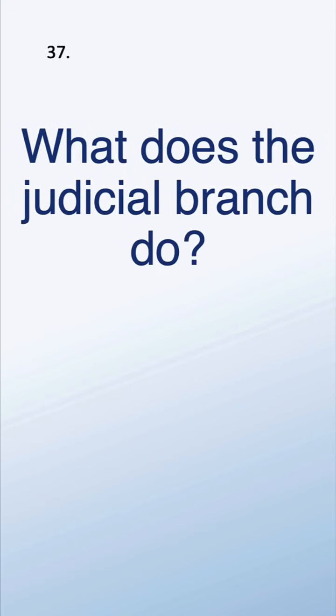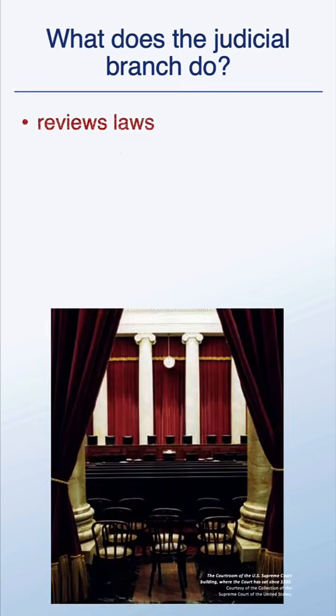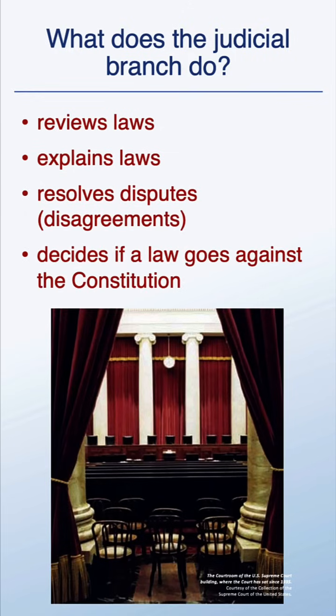What does the judicial branch do? The judicial branch, could say this different ways, but you can choose from reviews laws, explains laws, resolves disputes, or decides if a law goes against the Constitution. So any of these answers would be correct.